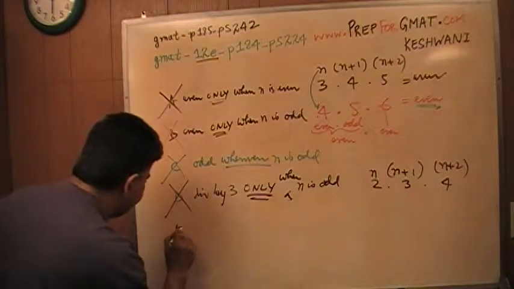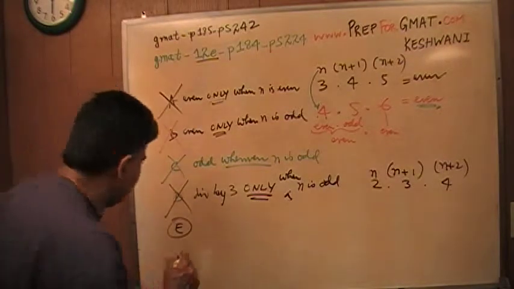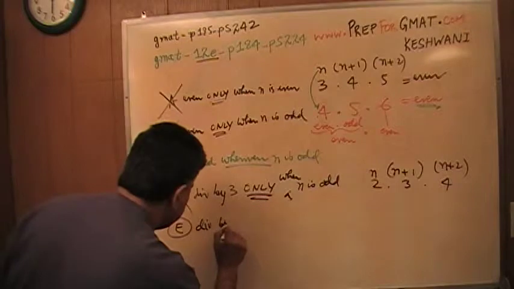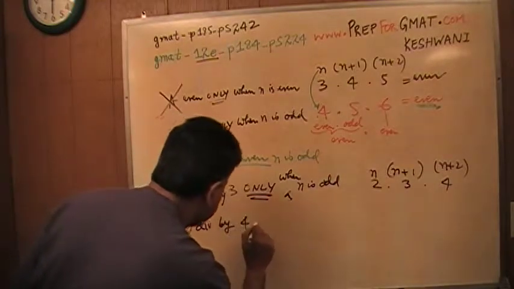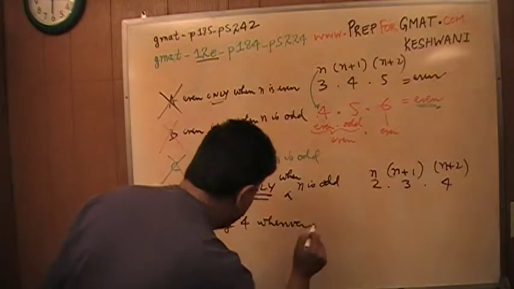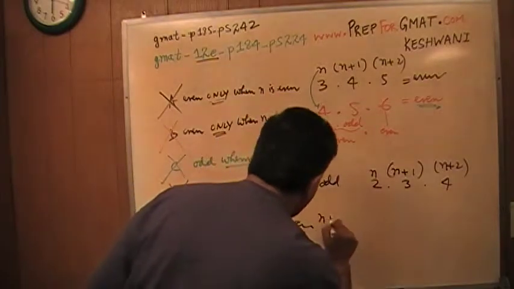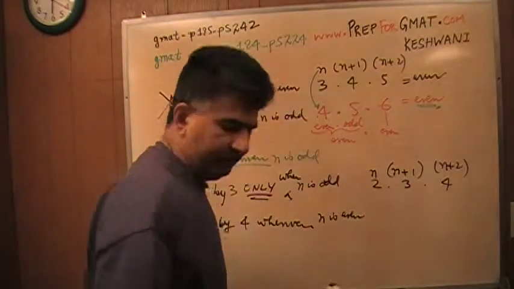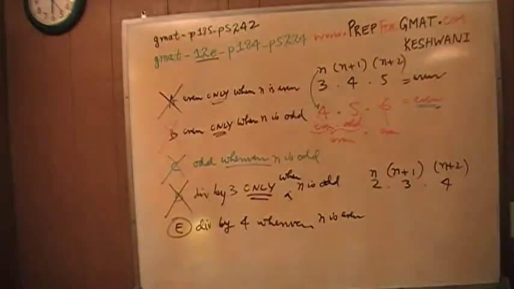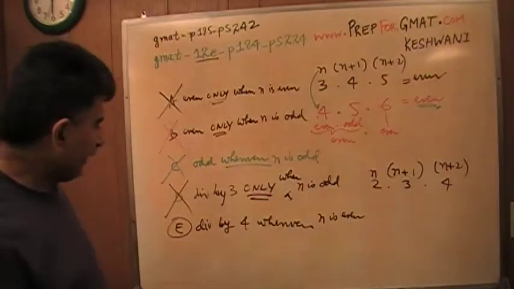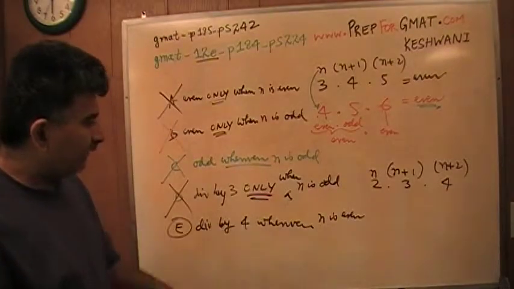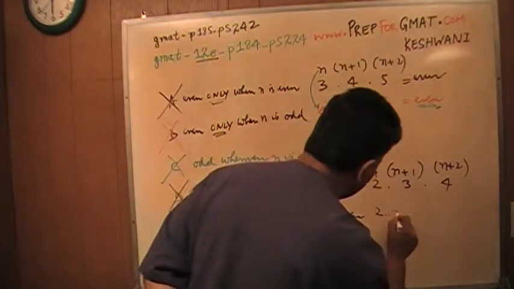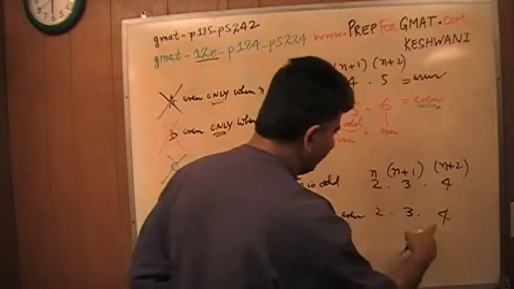Let's look at E. E says it's divisible by 4 whenever n is even. Well, let's see how much time I have first of all. I'm 8 minutes into it. I have to wrap it up. It's divisible by 4 whenever n is even. But let's see what happens when n is even. 2 times 3 times 4, 2 times 3 times 4 right here.